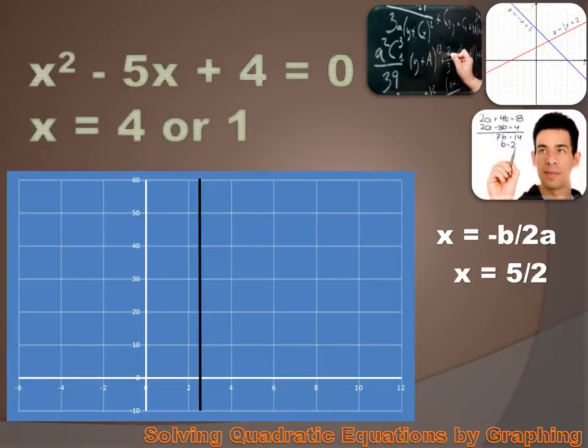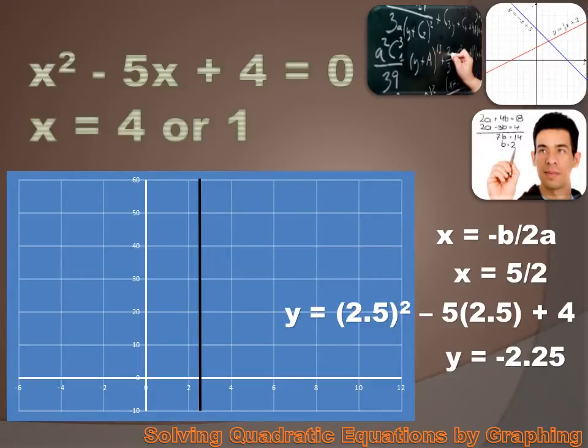Now let's calculate our vertex. We'll put 2.5 into our quadratic, x squared minus 5x plus 4, and calculate what y is when x is 2.5. And it turns out that's minus 2.25. So we'll put a dot on the graph right about there. Now, we know this opens upward because our a value is positive 1.